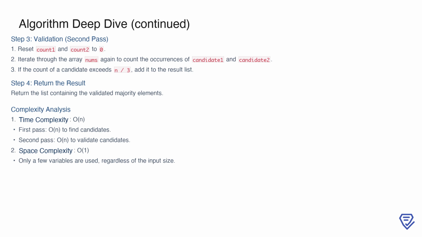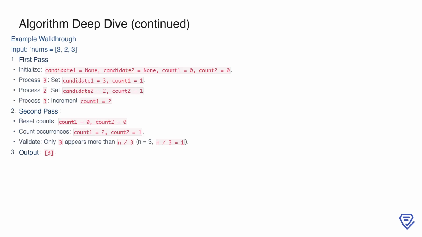In terms of complexity, the time complexity remains O(n), because we perform 2 linear passes through the array. The space complexity is O(1), as we only use a fixed number of variables, regardless of the input size. This efficient use of resources ensures that the algorithm meets the problem's constraints while delivering the correct result. To better understand how the algorithm works, let's go through an example. Consider the input array nums equals 3, 2, 3.